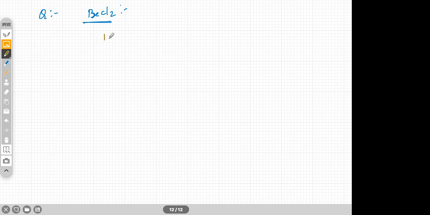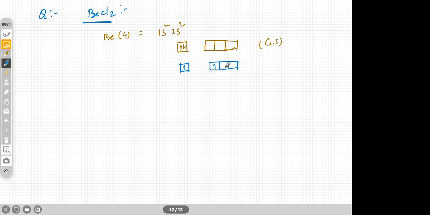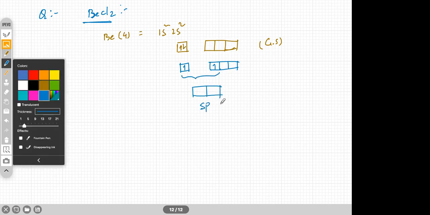BeCl2: beryllium has 4 electrons, so the electronic configuration is 1s2 2s2. This is the 2s orbital, and this is 2p. This is the ground state configuration. Since it has to combine with 2 chlorine atoms, it must have 2 unpaired electrons. So in the excited state, 1 electron jumps into one of the p orbitals. We do not know which p orbital it is, whether px or pz. Whatever it is, this is the configuration we have. Now, before bonding with chlorine, these 2 orbitals undergo hybridization and form 2 sp hybrid orbitals, which have 1 electron each, and the other 2 p orbitals are left unhybridized.